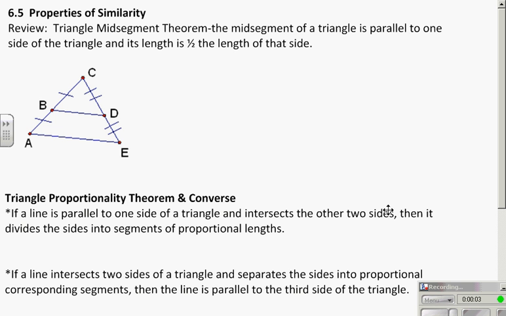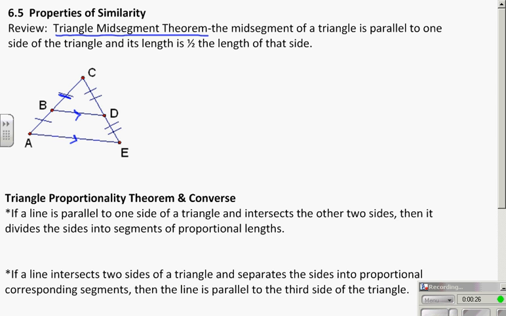All right, here we go for the last section of Unit 6, Properties of Similarity. Now, we need to take a minute and go back and review the triangle mid-segment theorem. This is an old theorem that said that the mid-segment of a triangle is parallel to one side of a triangle and its length is half of that other side.